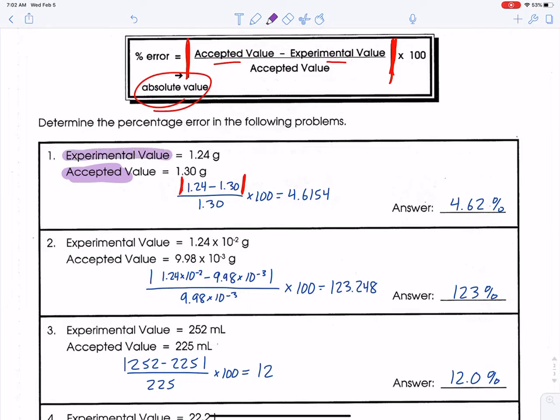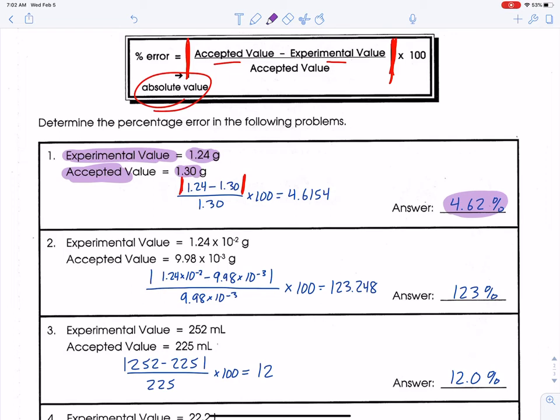Your experimental is you run a lab, and that's the actual numbers. You run an experiment, a chemical reaction takes place, and at the end you find you have 1.24 grams of this product that comes out of a chemical reaction. Well, you might have done something that said it should have been 1.30. So this number is telling you what percent you're off of what you should have got, the 1.3.